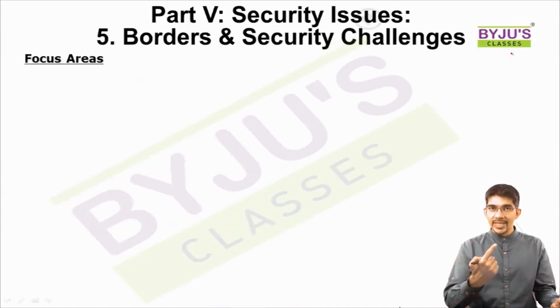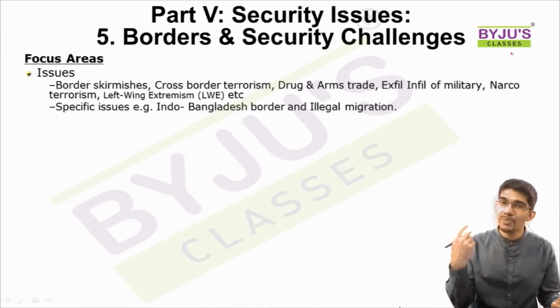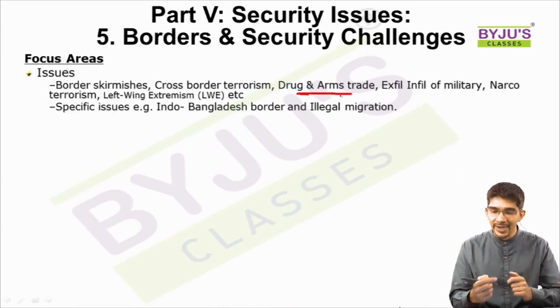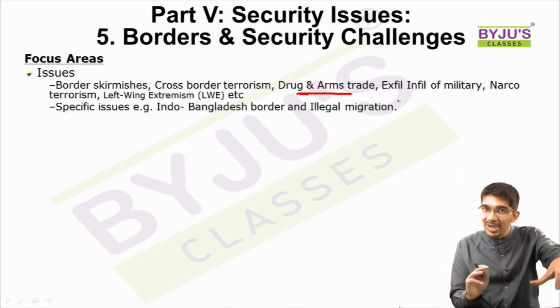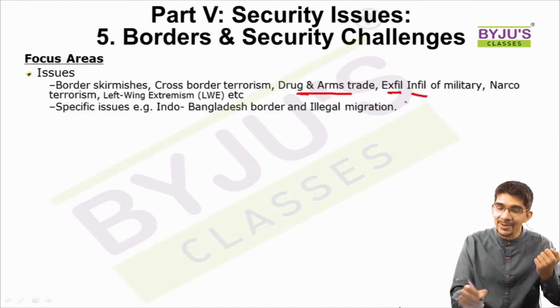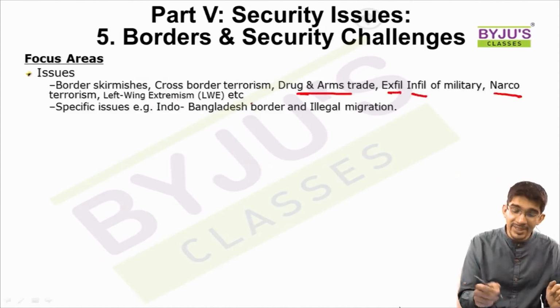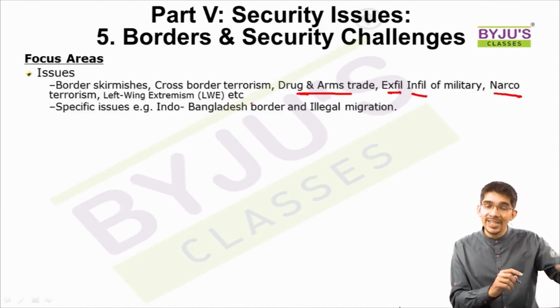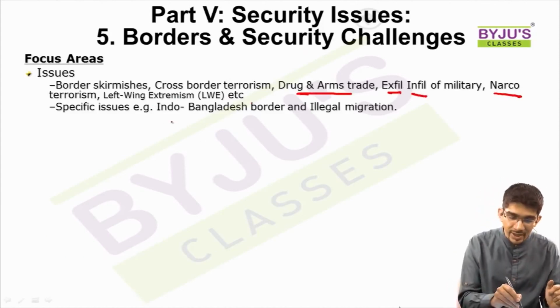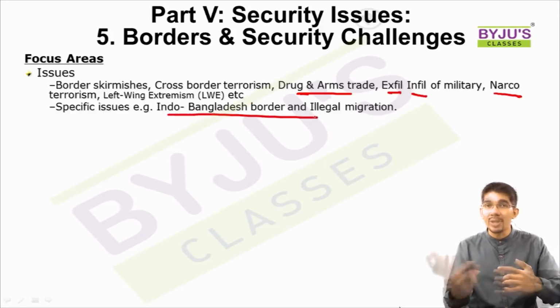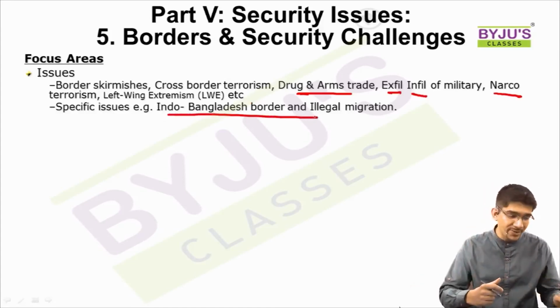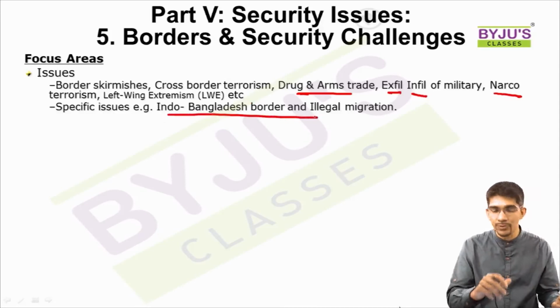Now, border areas and security challenges there. So different border skirmishes, different drug trade, arms trade, how to put in military, how to take them out, exfiltration and infiltration, narco-terrorism, which is linked to drugs again, left-wing terrorism, which is linked to ideological terrorism. What are the issues happening there? What are the issues in the Bangladesh border, illegal migration issues happening on that front? These are important specific issues to focus on.